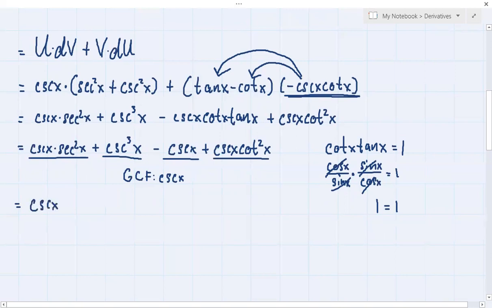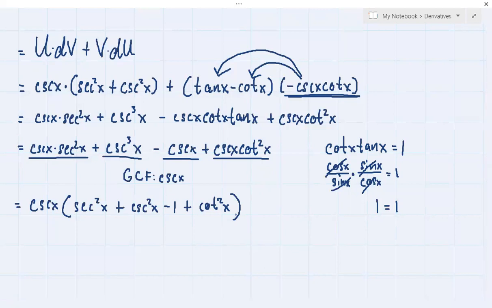Cosecant x times quantity 1 plus secant squared x plus cosecant squared x minus 1, I was wrong again. Minus 1 plus cotangent squared of x. That is how it will look. But we can still simplify, actually.